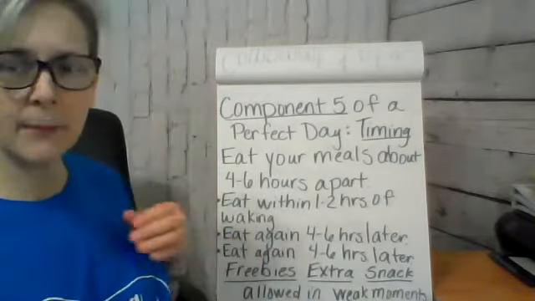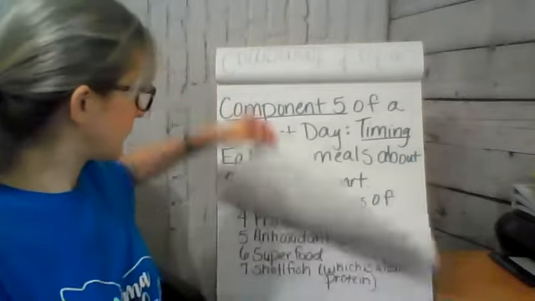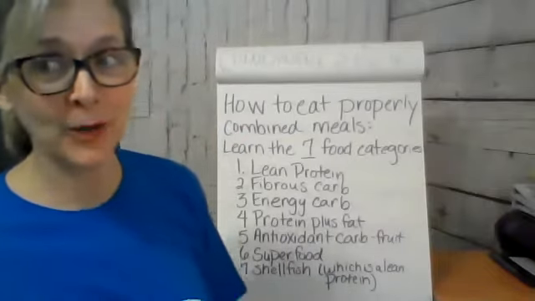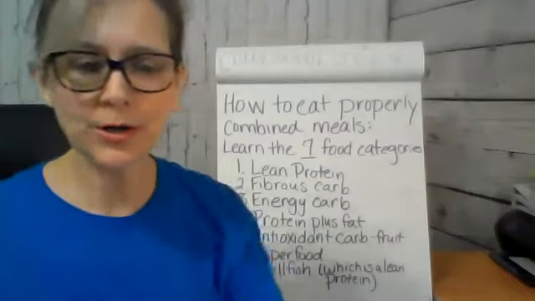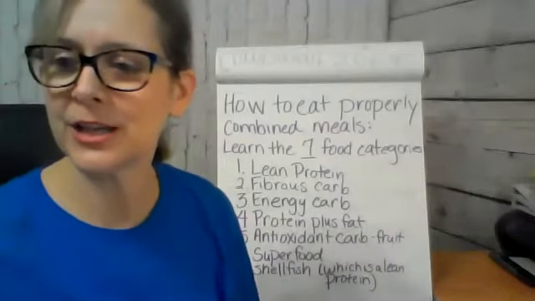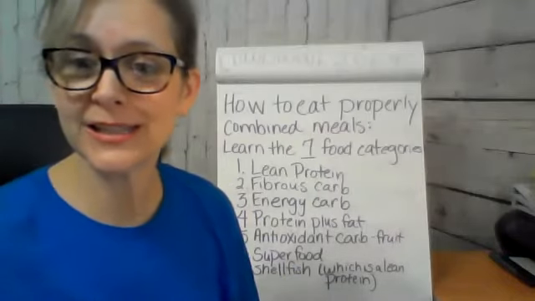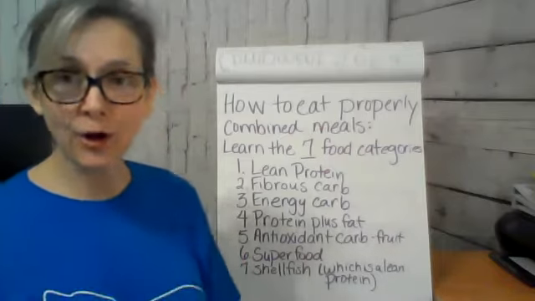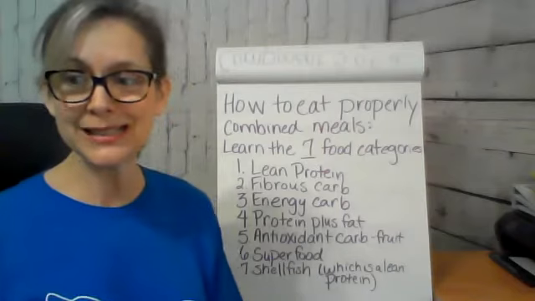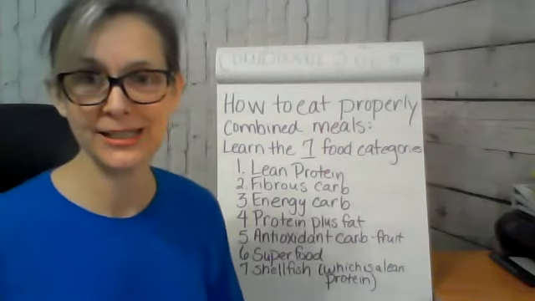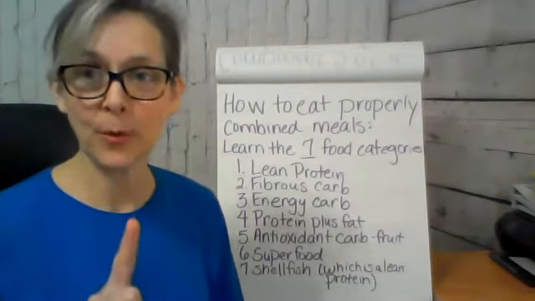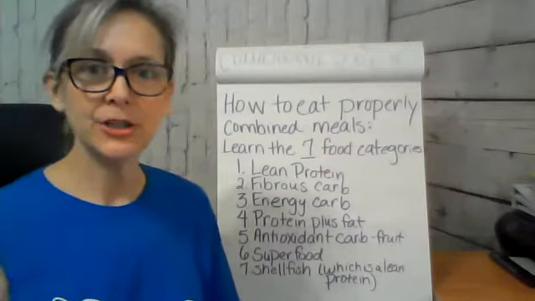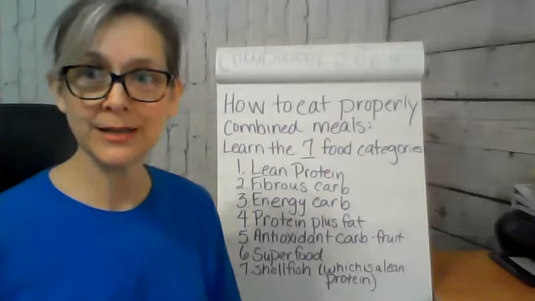Okay, so I'm going to go back to component number 3. And we're going to talk about how to eat properly combined meals. In order to eat properly combined meals, you just need to learn that there are 7 categories of food. We categorize all whole foods into 7 different categories. One is a lean protein, and I'm going to give real simple things. Chicken breast. 2 is a fibrous carb, green beans.